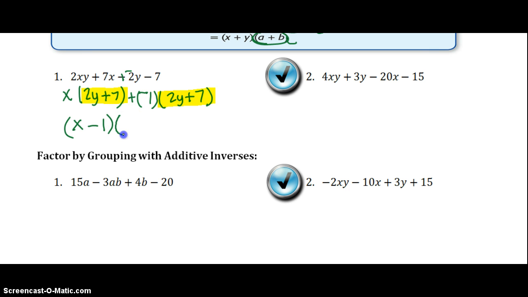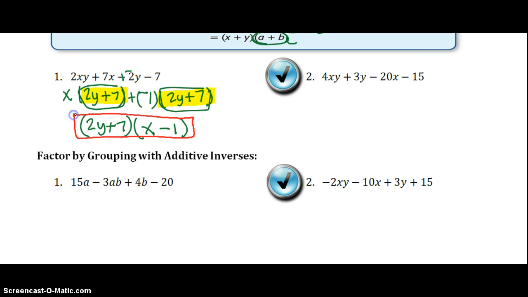Times, because we're actually undoing the FOIL method if y'all haven't figured that out. So 2y plus 7 is the common factor. Maybe I should have written that first. See if it makes better sense if I write the 2y. So what can I take out of both of these terms? 2y plus 7. When I take this out, treating it as if it was one term that I factored out, then I have left x minus 1. Again, we can check ourselves. Do the FOIL method and see if you end up with the term that we started with, and I believe you will.